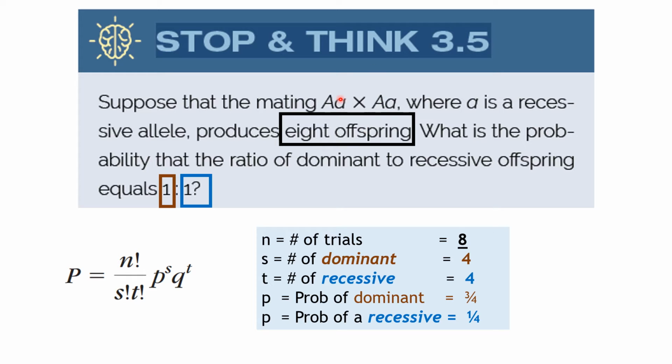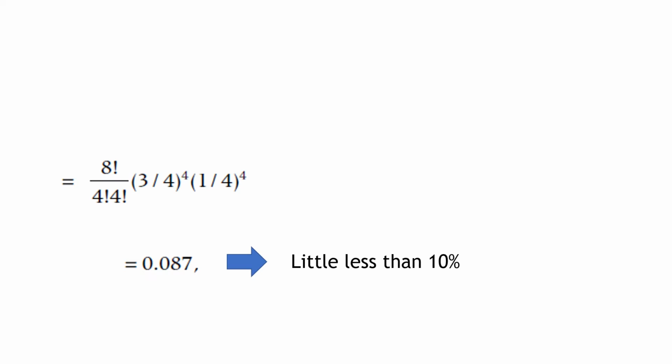And for the probabilities, as this is a heterozygous cross, 3 out of 4 will be dominant, and 1 out of 4 will be recessive. So you replace this in the equation, and you get this: less than 10% is the probability that they are asking.